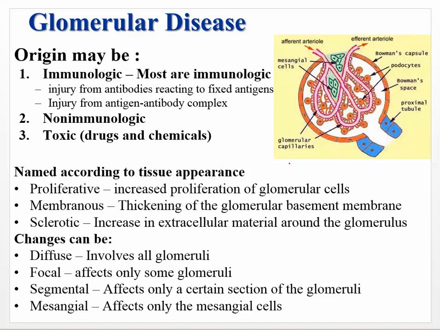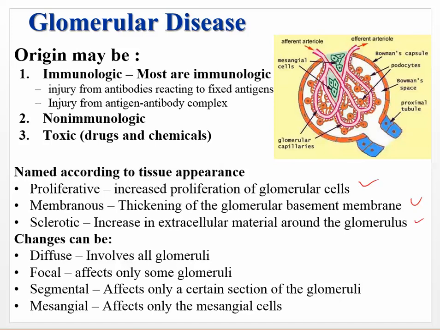You'll see these names. I'm not going to spend too much time hashing over it. But proliferative means that there's increased proliferation of glomerular cells. So for whatever reason there's a buildup of these cells, and that's going to be considered proliferative. Membranous is thickening of the glomerular basement membrane, where the capillary endothelium and the podocytes are. If that membrane is thickened, then you would call it membranous.